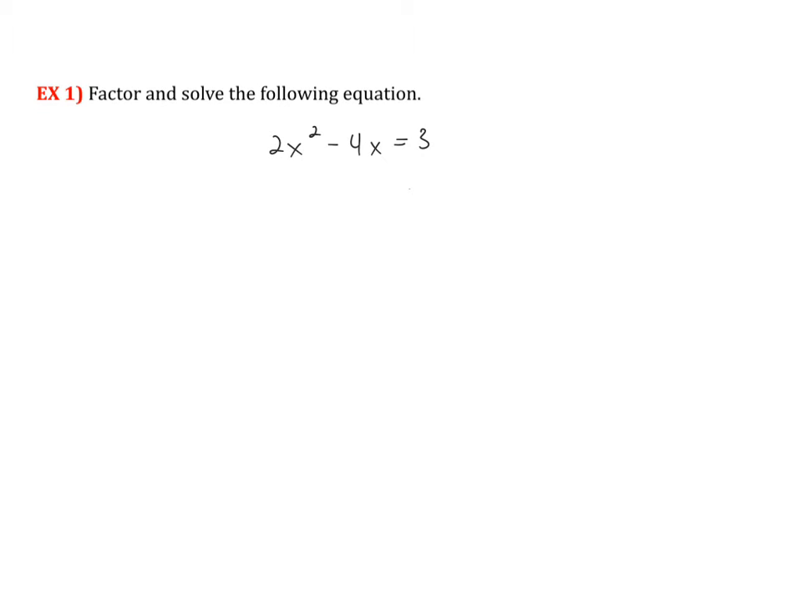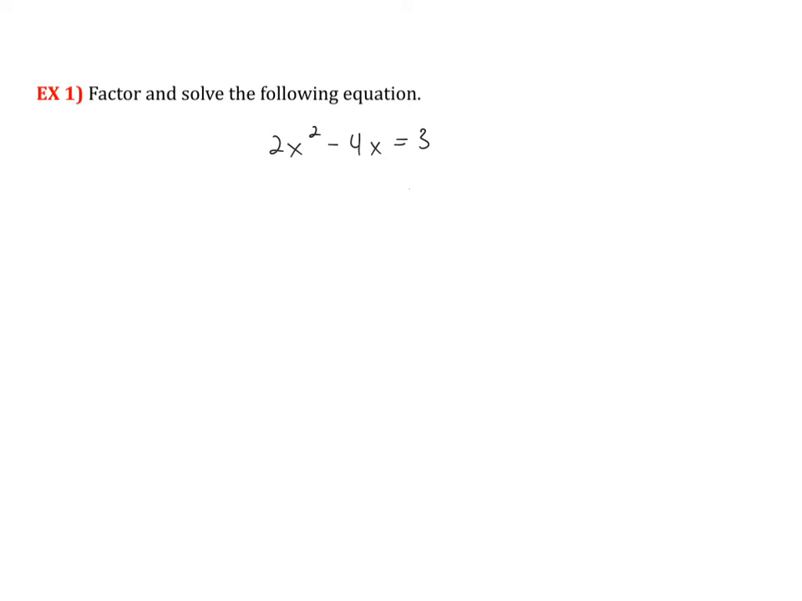All right, so in this example one here, they want us to factor and solve the following equation. It says 2x squared minus 4x is equal to a positive 3. Now, as I'm looking at this equation here, I notice that we almost have a quadratic. We have an x squared term, an x term, and a number, except it's on the other side of the equation.